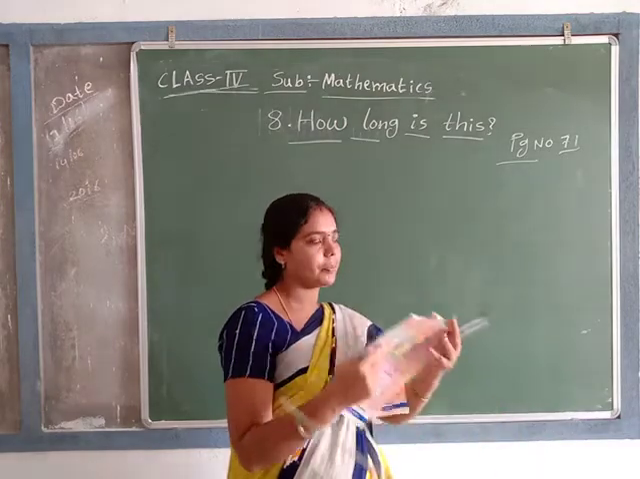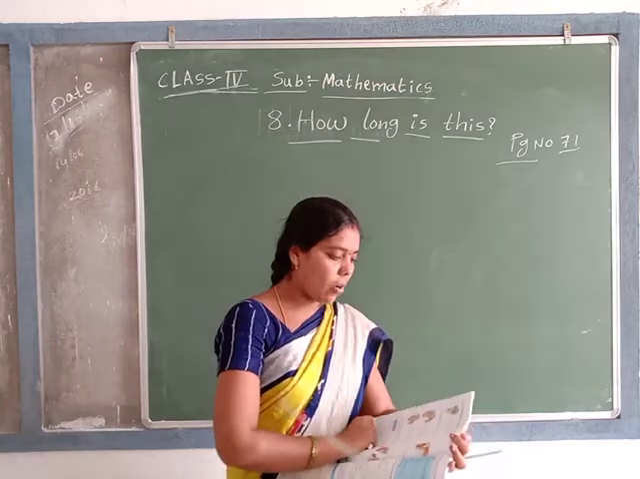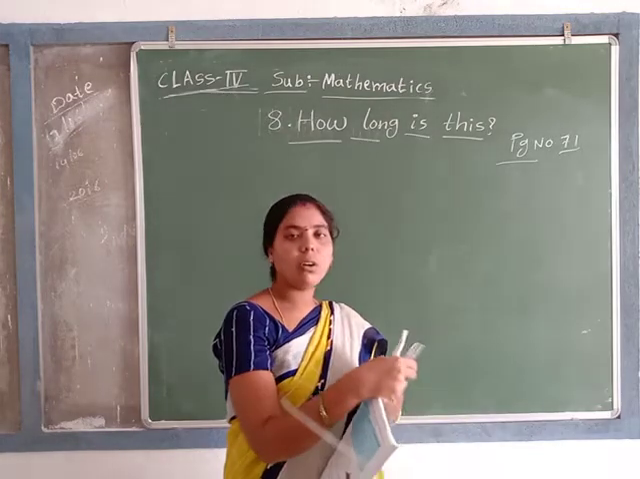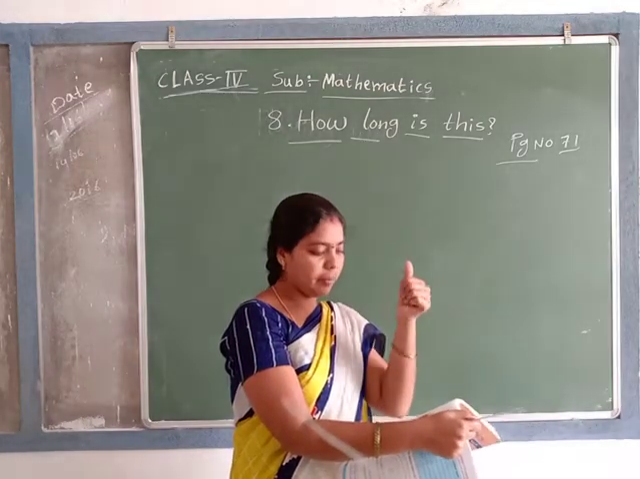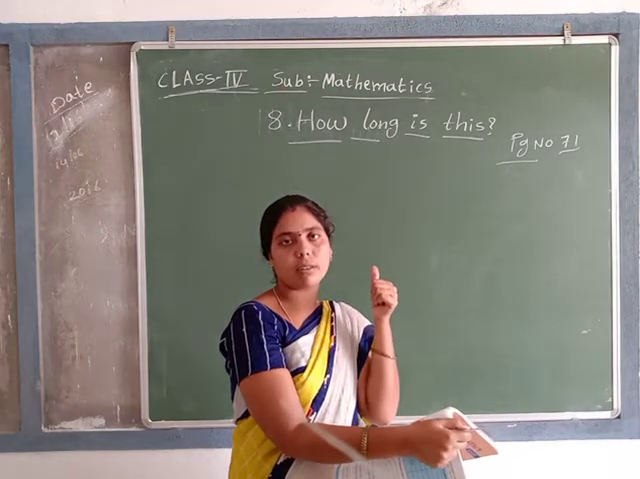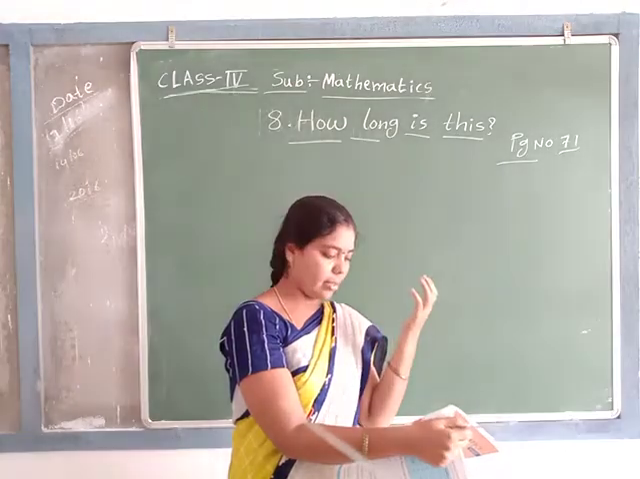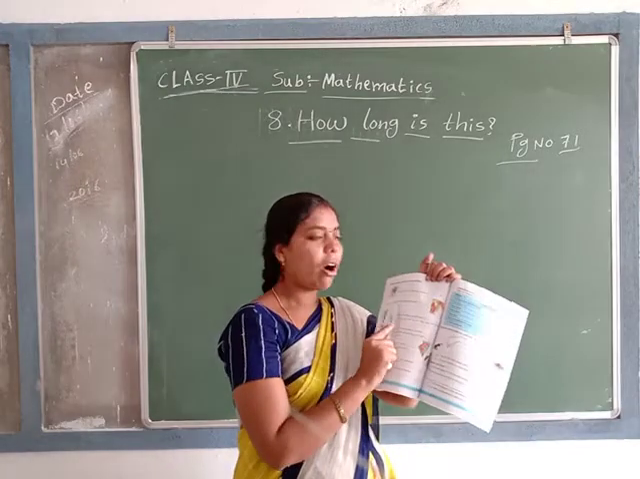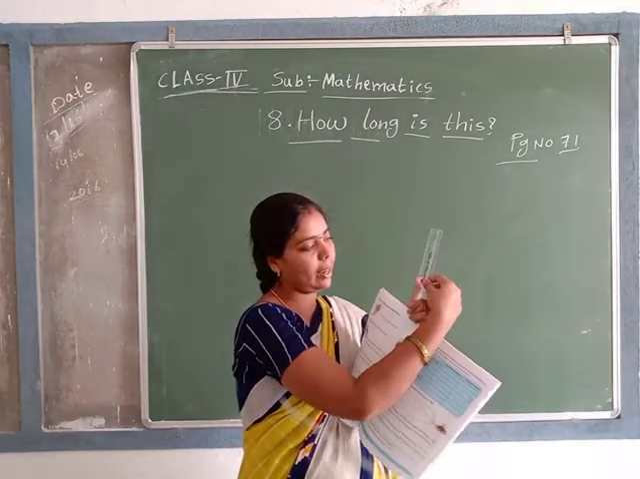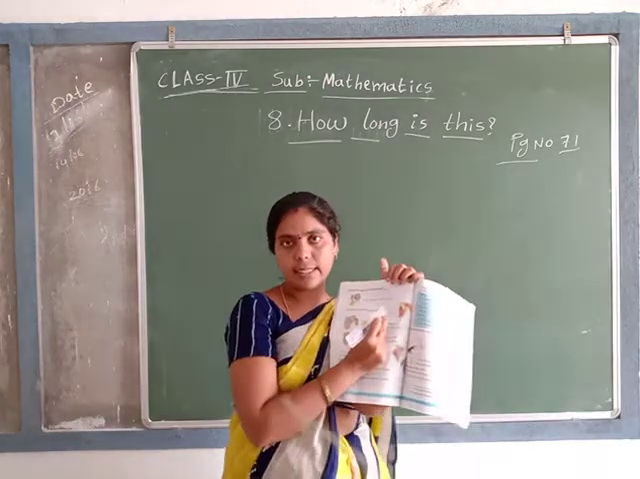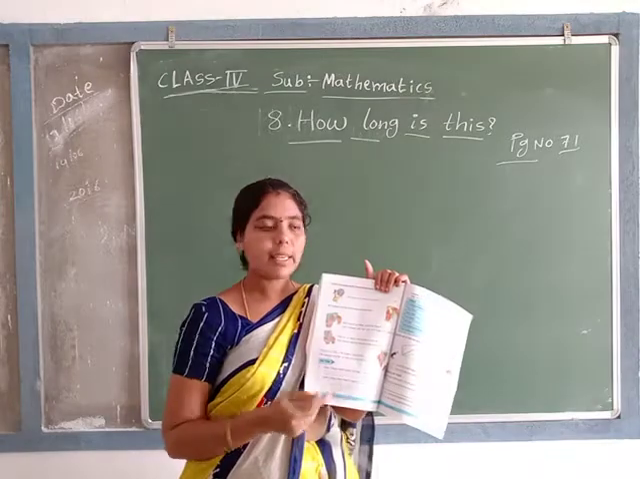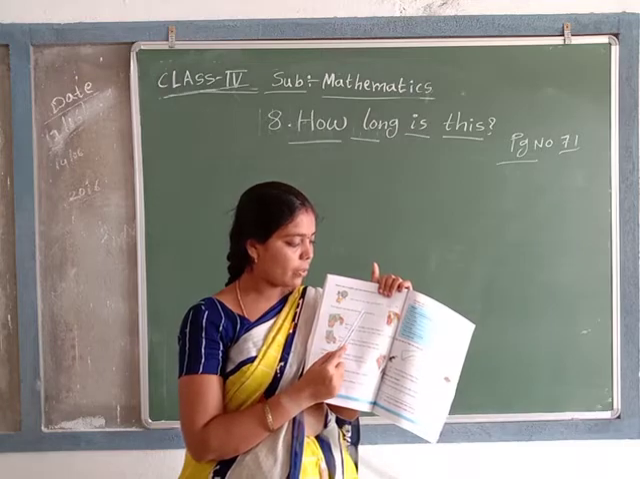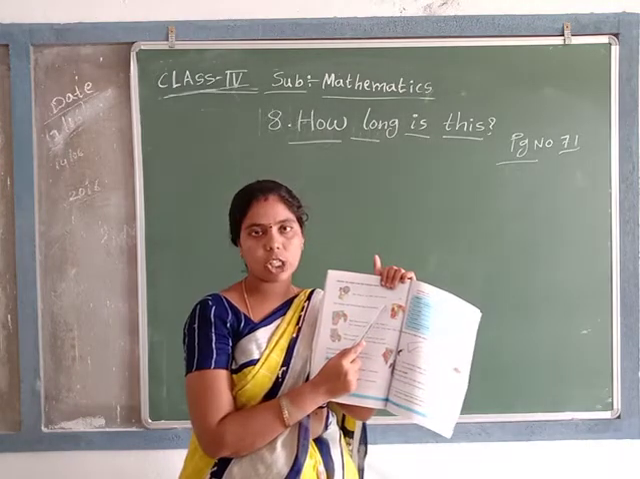Now see, in the next page, how long do you think your thumb is? How long is your thumb? You estimate it, okay? You think about it and write here. Then measure it with a scale and write it here. Understand children? First of all, think and write here. Now measure and find out how long your thumb is. Write it here. Okay, children?